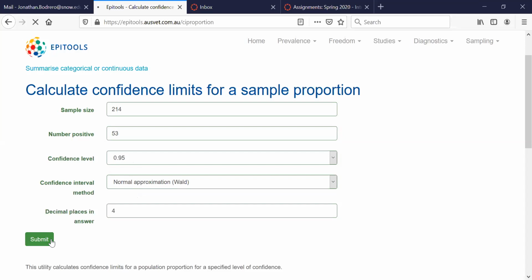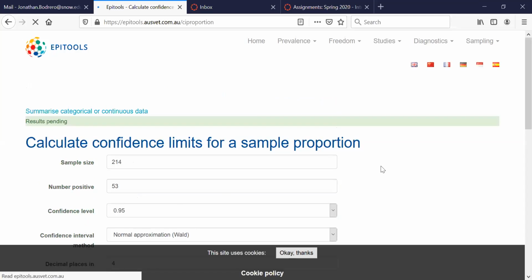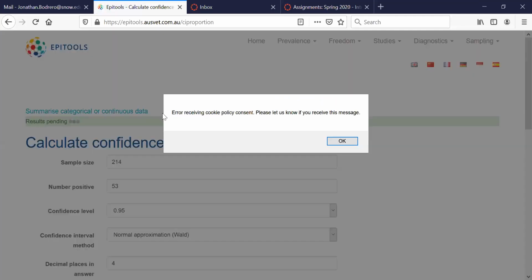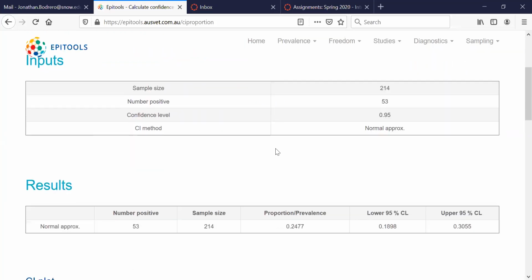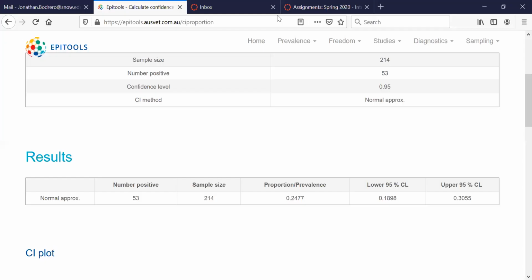So if we hit submit, it's going to think about that for a second and come back, and at the top it's going to give us some information. Let me have you write that down in the space where it says record results here. We'll pause the video right now. After you've written that down on your paper, let's switch back to our document camera so we can see that.